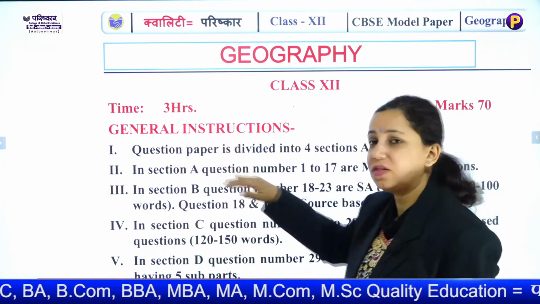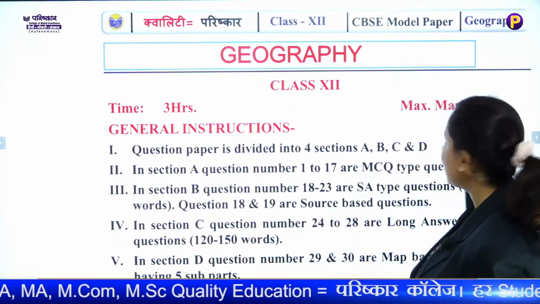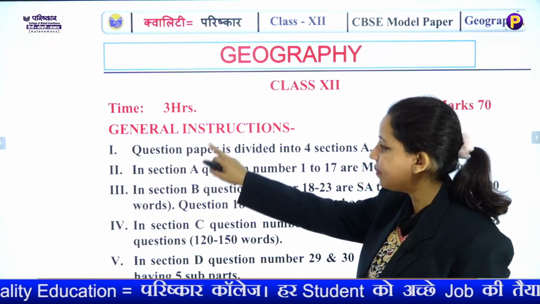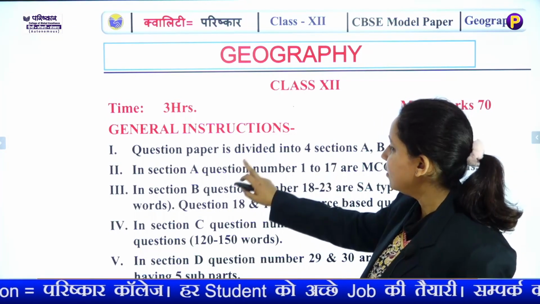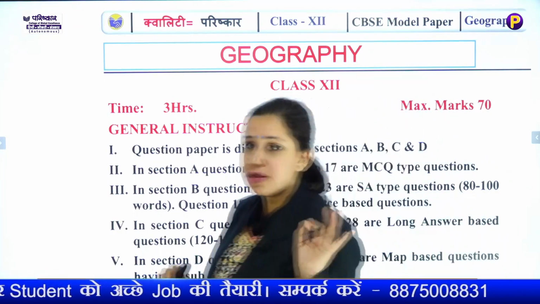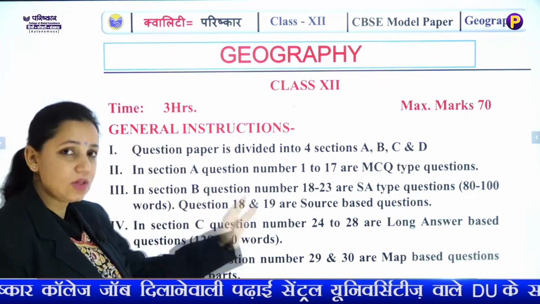Okay, you all know that your whole paper is of 3 hours and the maximum marks will be 70. Right? The general instructions: the question paper is divided into 4 sections. Your question paper will be divided into A, B, C, D.